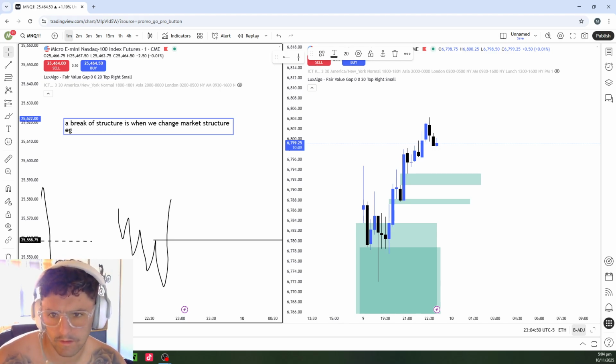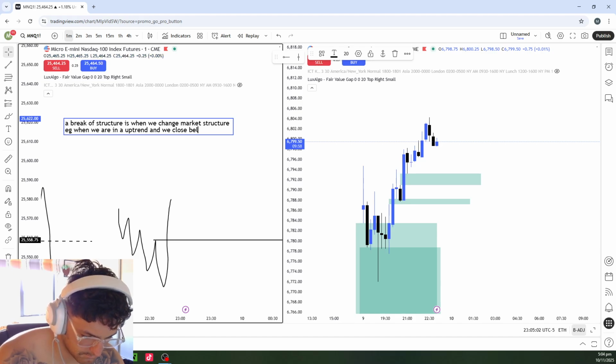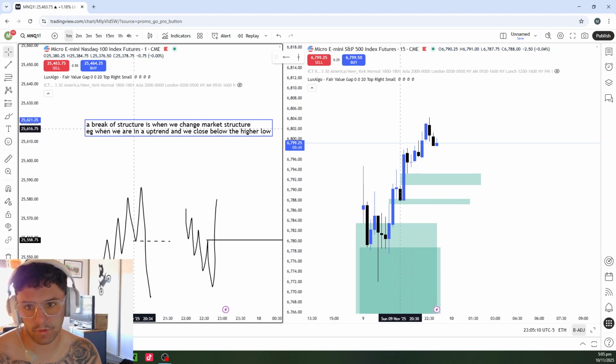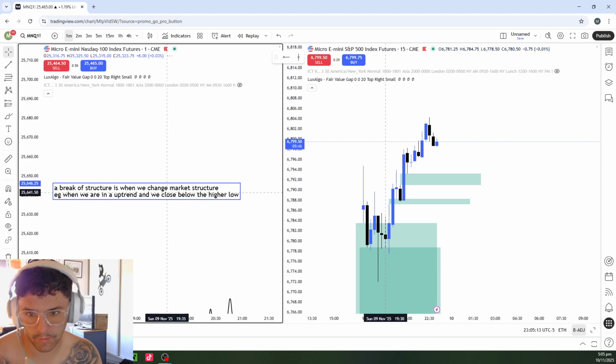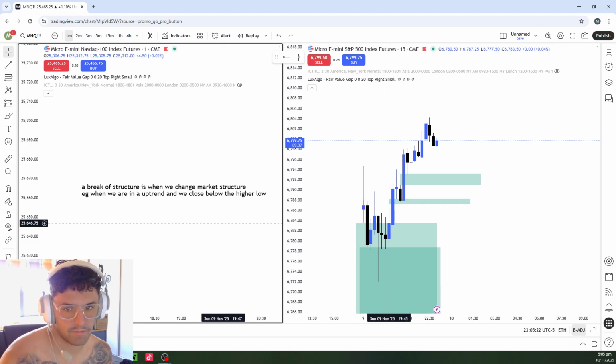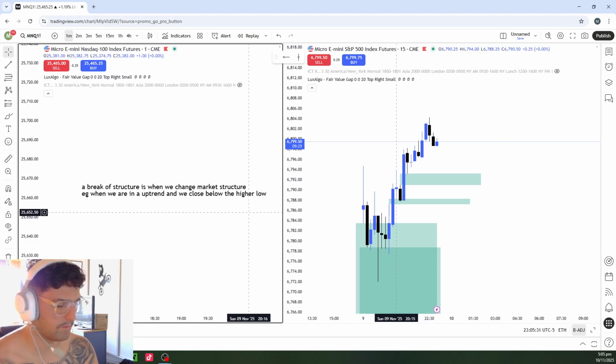Sorry, I was doing. So boom, for our uptrend. Take a screenshot, do whatever with this. A break of structure is when we change a market structure. Example, when we are in an uptrend and we close below the higher low. Do we get that? And then obviously vice versa for the downtrend.